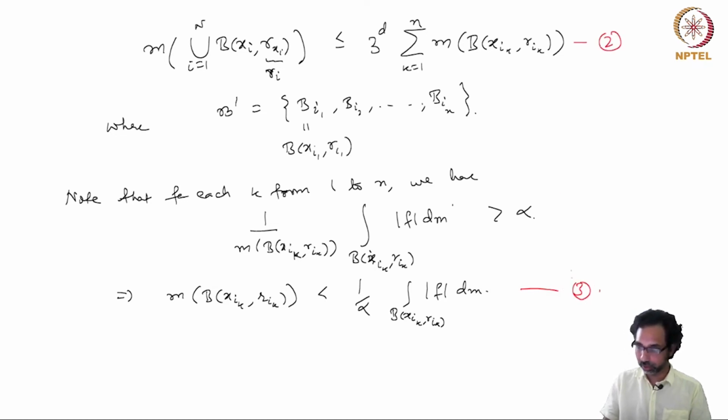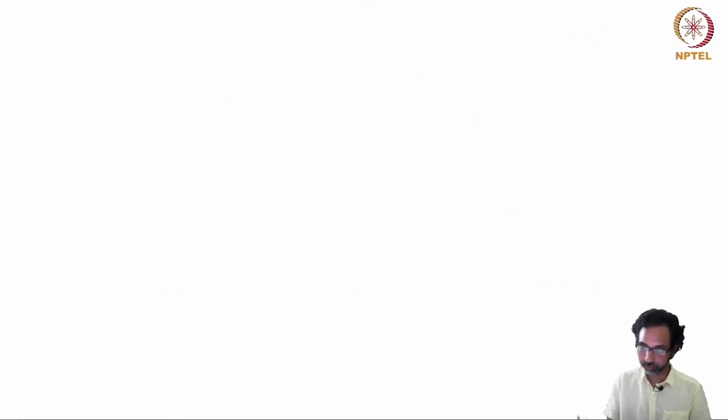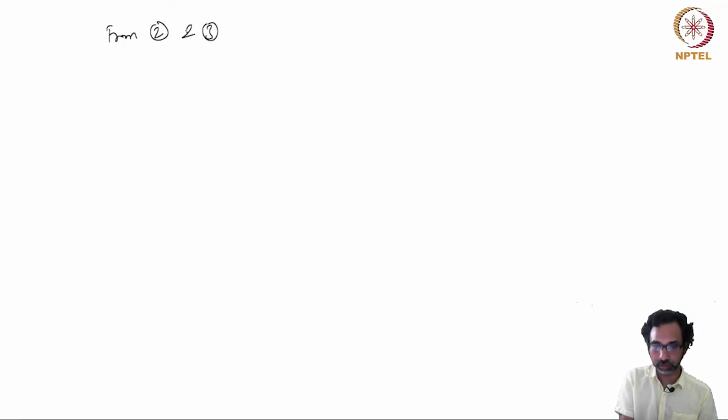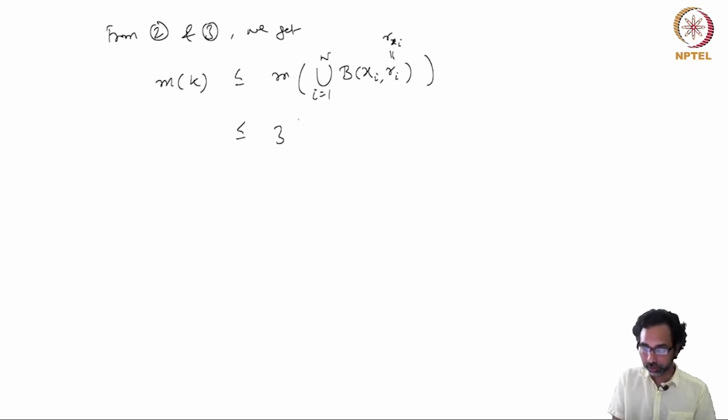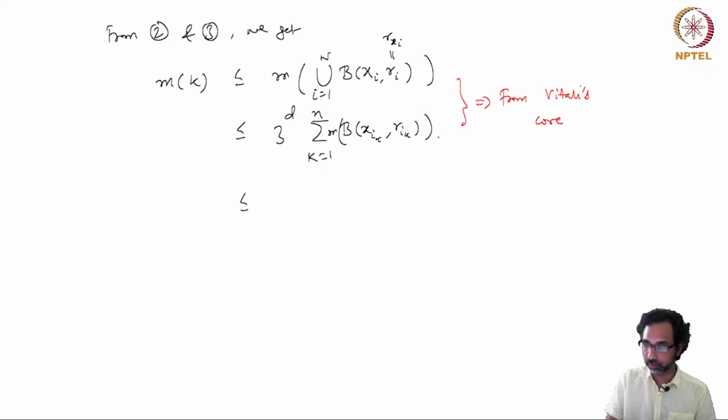Let's say this is 3, this is 2, and so we can plug in the values from 3 in 2. So from 2 and 3 we get that the measure of K, which was bounded above by the measure of the finite union of balls i equal to 1 to n of B(x_i, r_i), was bounded above by the Vitali covering lemma by a subcollection sum k equal to 1 to n of the measure of B(x_ik, r_ik).